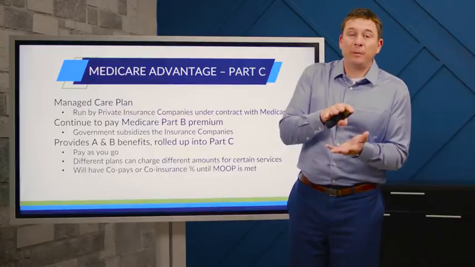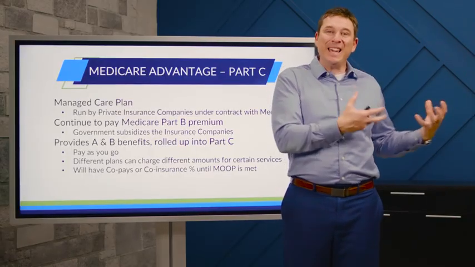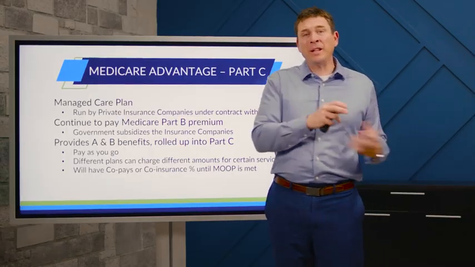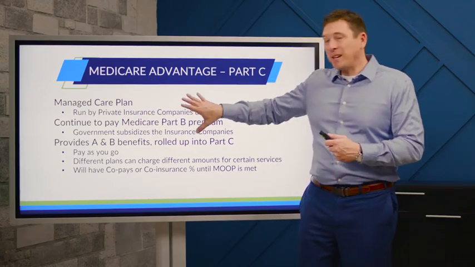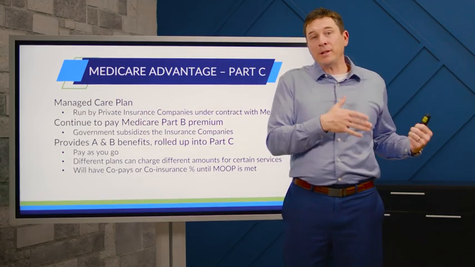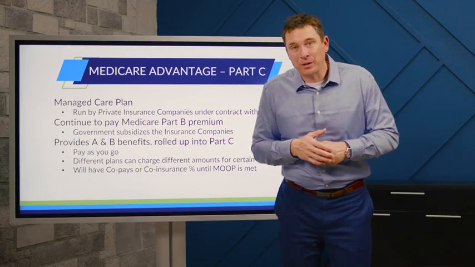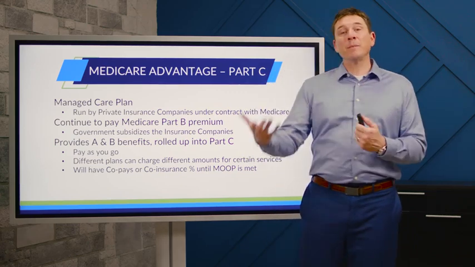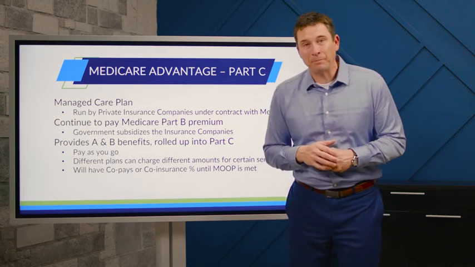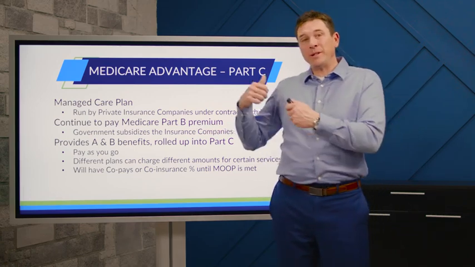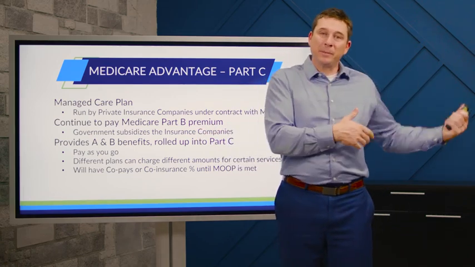You're going to continue to pay that premium, but the government's going to take that premium and give that to whatever Advantage company you've signed up with. Since that company is now dictating your care, they receive that $185 per month. Also, the government's going to subsidize that company each month you have that plan. So that company is going to receive the Part B premium plus subsidy from the government.